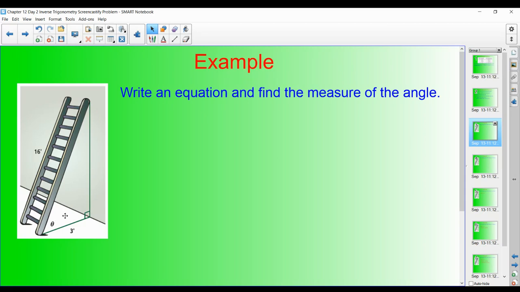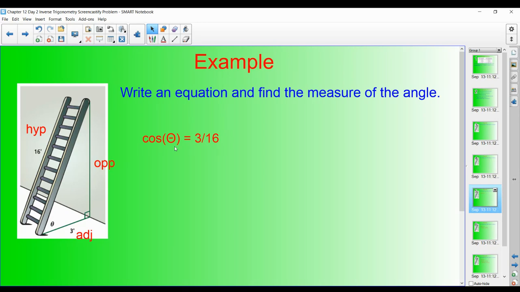So we have the picture, but it's not labeled with the opposite, the adjacent, and the hypotenuse. So let's go ahead and do that. I see opposite, adjacent, hypotenuse, and the two sides that I'm given are the adjacent and the hypotenuse. So we need to think about which trig ratio has adjacent and hypotenuse, and that ratio is cosine. So we set up the cosine of this angle is 3 divided by 16.